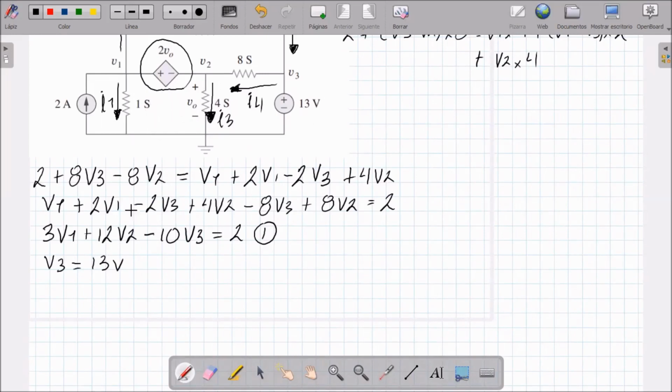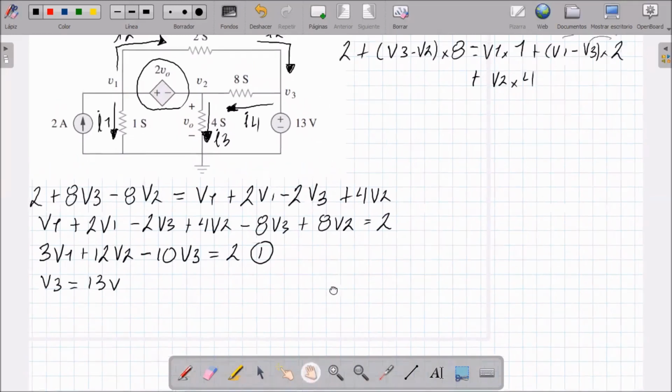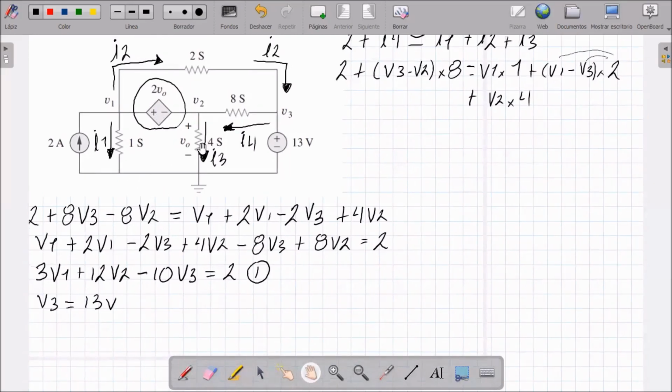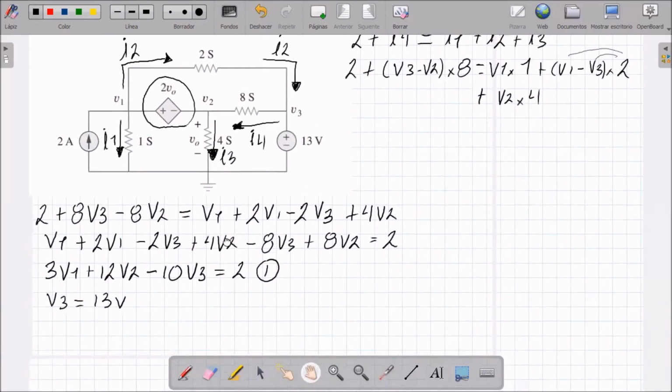Now the only thing I have left is to get a third equation, and I can obtain that third equation in the following way. Whenever we make supernodes we must take the analysis for the last equation. Notice that here I have the supernode, which is a dependent source and is between V1 and V2. I'm going to replace these two resistors that are here with their equivalent voltage at the nodes. If I replaced it I would have the following.